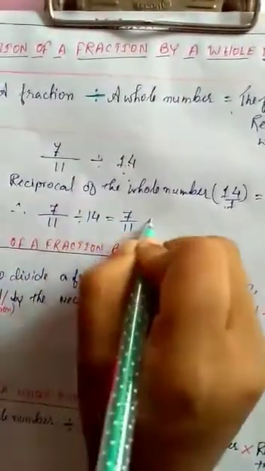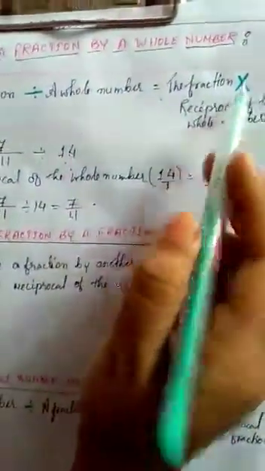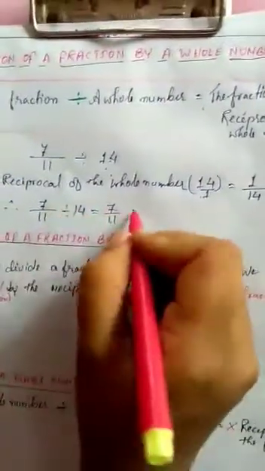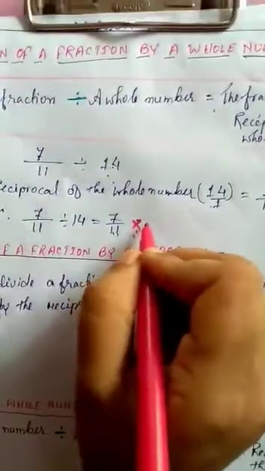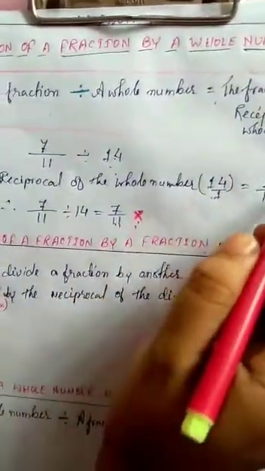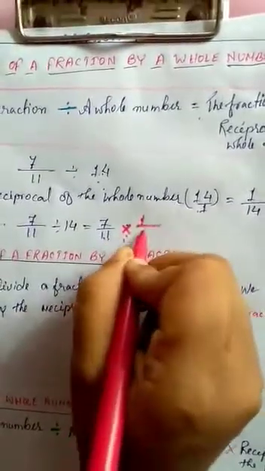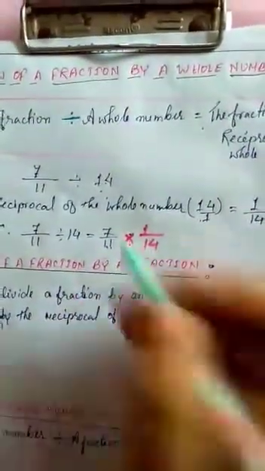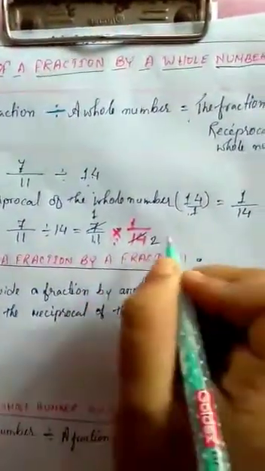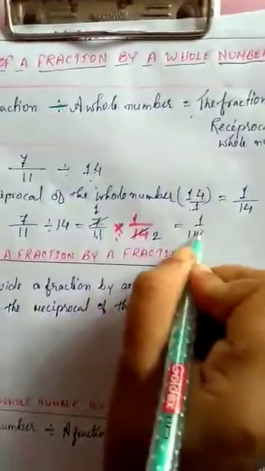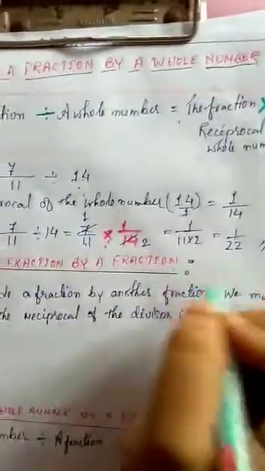And so now dividing, that means 7 by 11 divided by 14 is equal to 7 by 11 into, this one we have to change. So the fraction will be the same, 7 by 11, and the sign will be changed. The sign is divide here, here it will be multiply. At the time we change the sign, at that time only we have to write the reciprocal of that whole number, 1 by 14. Okay. Now 7 1 is 7 and 7 2 is 14. So what we have got here is 1 by 11 into 2, so it means 1 by 22. This is the result.